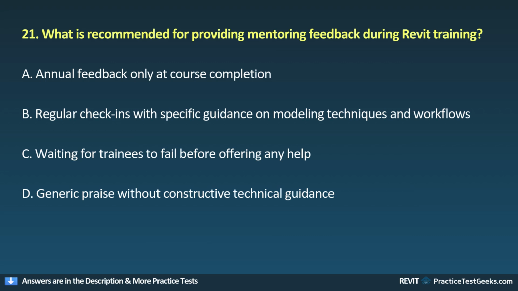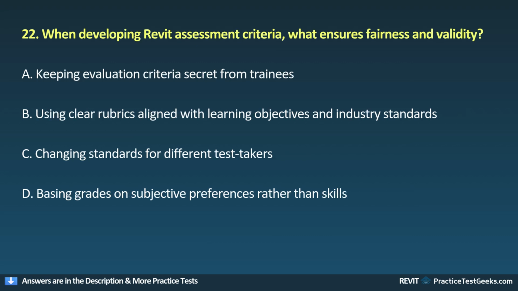A. Annual feedback only at course completion. B. Regular check-ins with specific guidance on modeling techniques and workflows. C. Waiting for trainees to fail before offering any help. D. Generic praise without constructive technical guidance. 22. When developing Revit assessment criteria, what ensures fairness and validity?